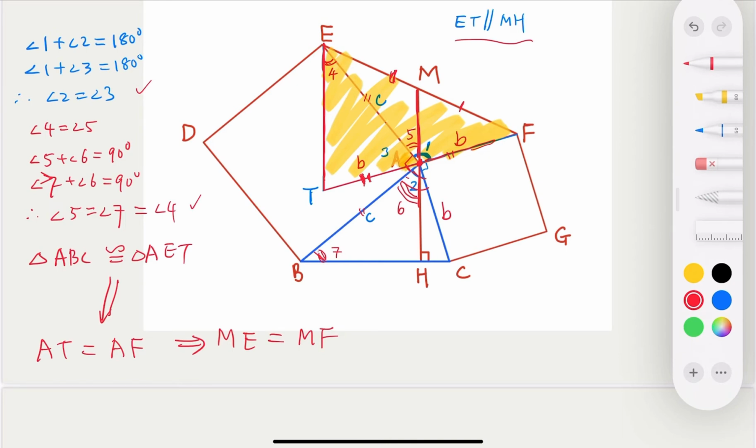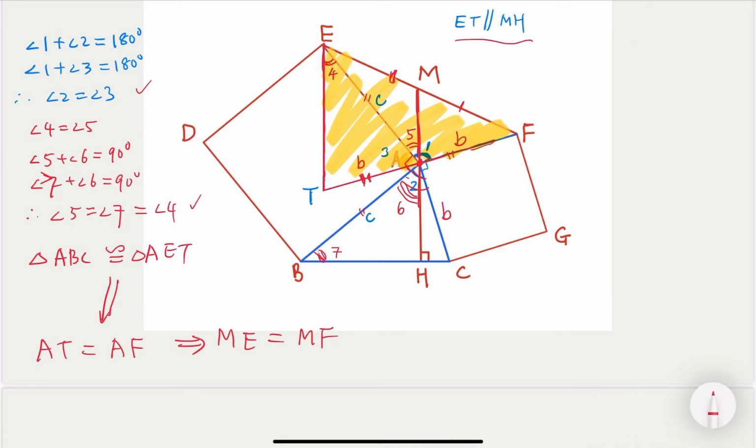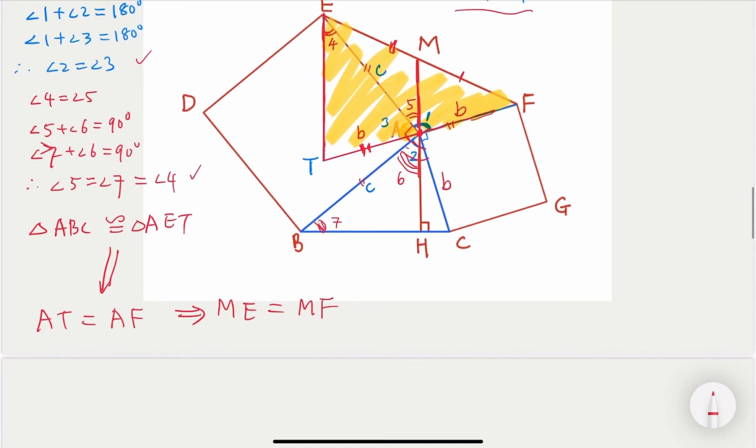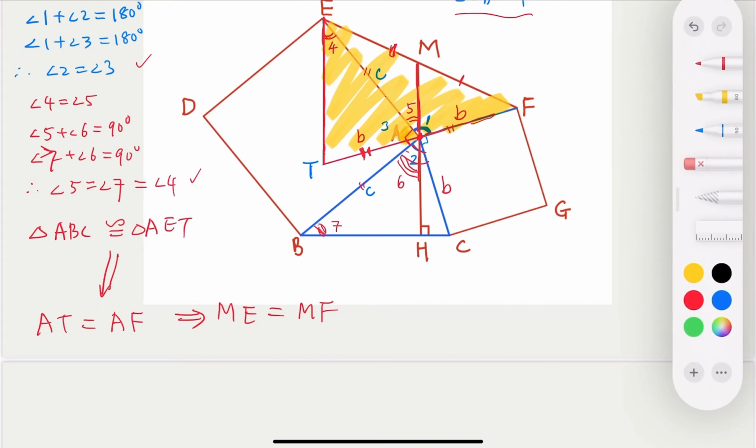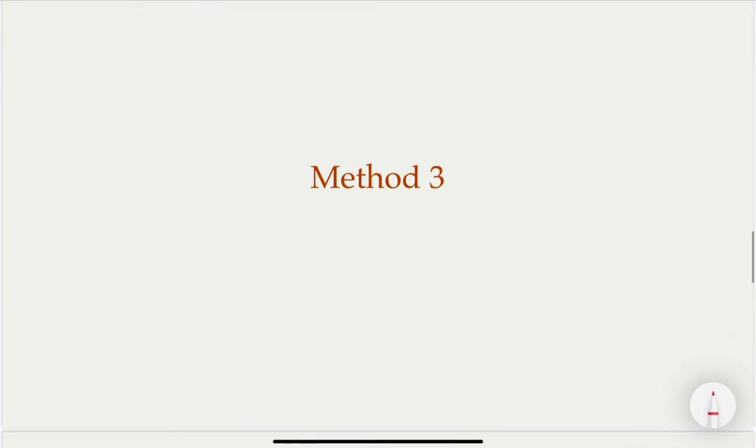All right, so hope you follow the steps. You can pause the video and think about the steps. The key step is actually to try to prove that these two triangles are congruent here. That's the key for method number 2. Let's move on to method number 3.